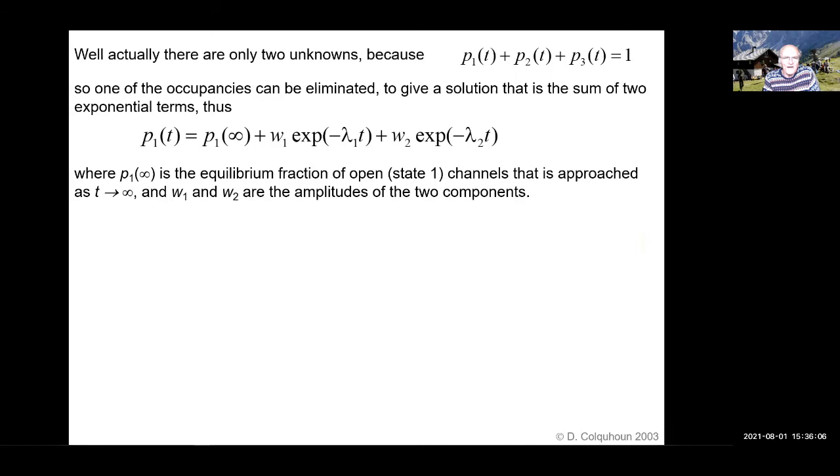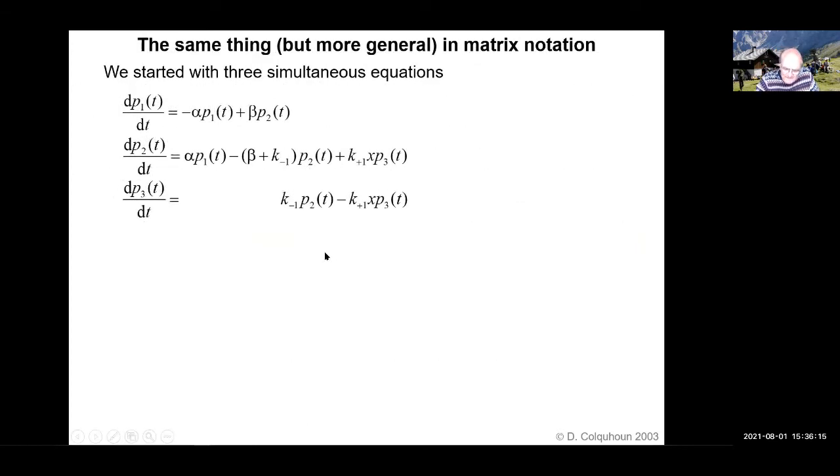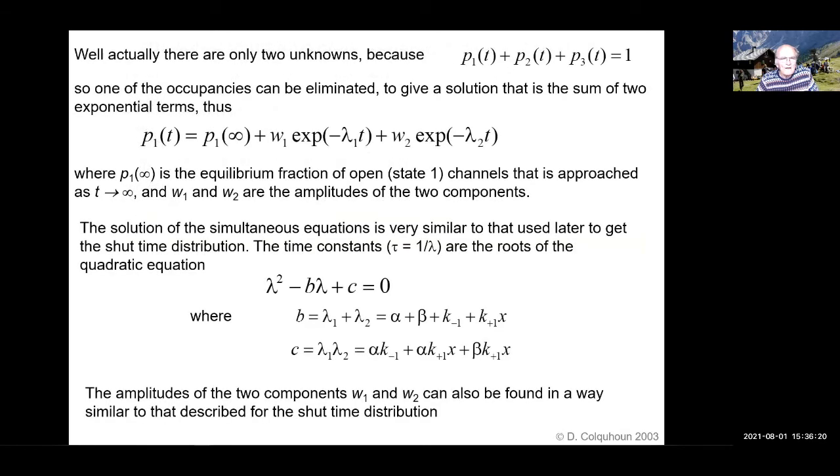I'm not going to go through how you get the values for those, how you get this solution, beyond saying that the two rate constants here are solutions of a quadratic equation where the coefficient for lambda is the sum of all the rate constants in the mechanism, there are four of them, and the product of the two macroscopic rate constants is given by this, and that means you can solve the quadratic equation for the two rates of decay. The amplitude of the two components is a little more complicated to find, but I've got a handout in which it's given.